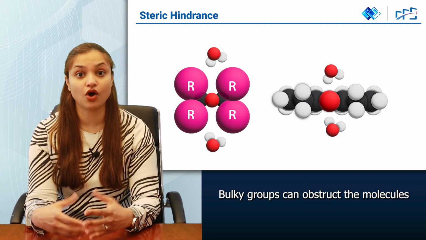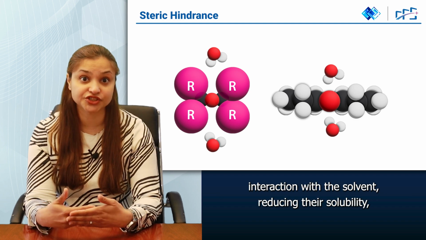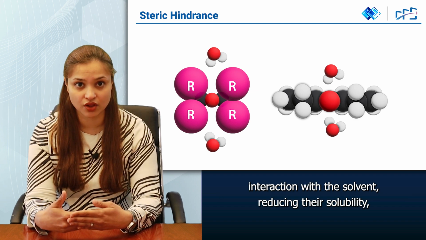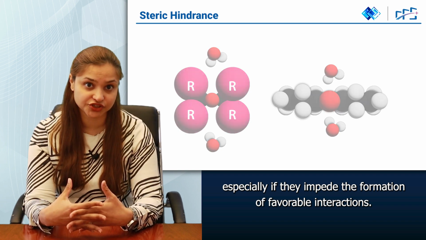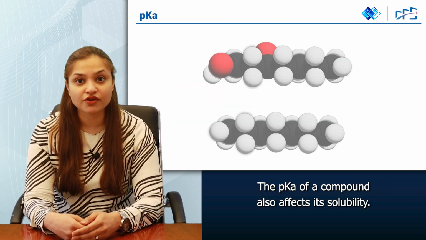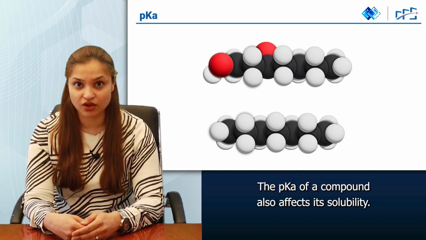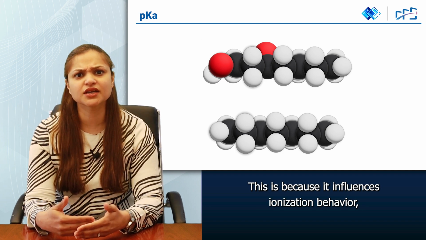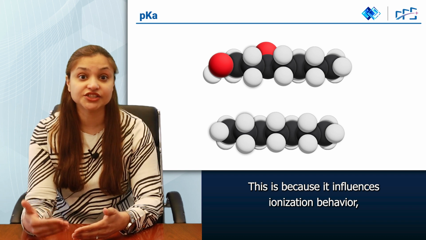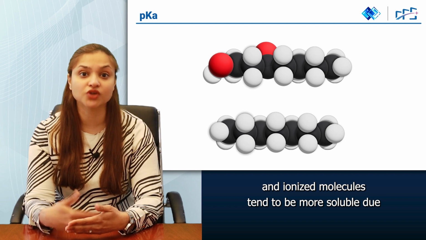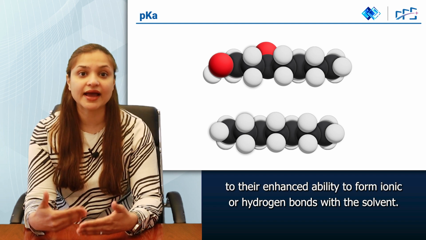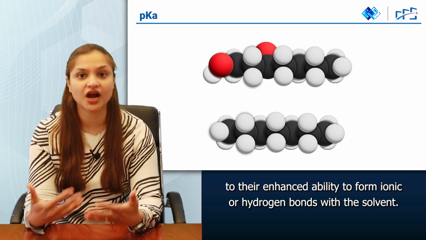Bulky groups can obstruct the molecule's interaction with the solvent, reducing their solubility, especially if they impede the formation of favorable interactions. The pKa of a compound also affects its solubility. This is because it influences ionization behavior, and ionized molecules tend to be more soluble due to their enhanced ability to form ionic or hydrogen bonds with the solvent.